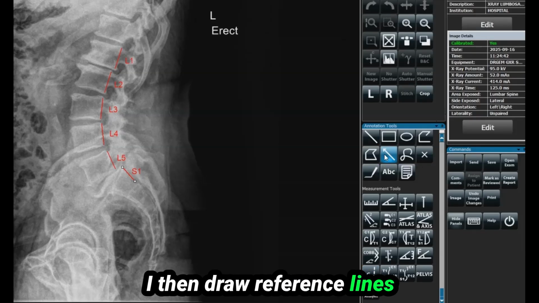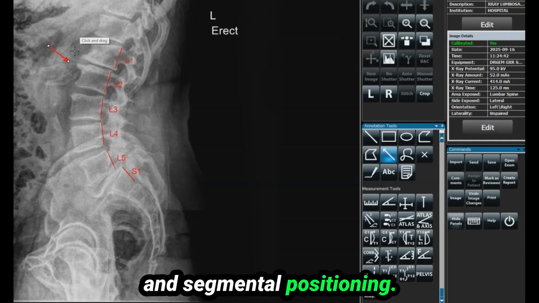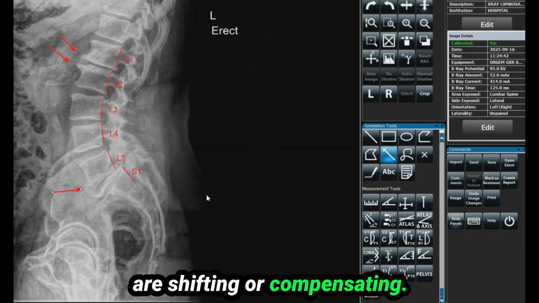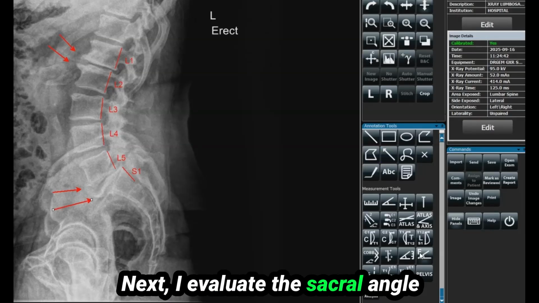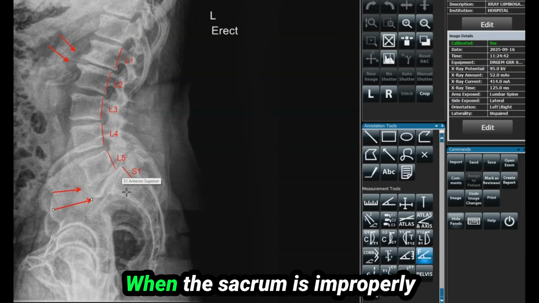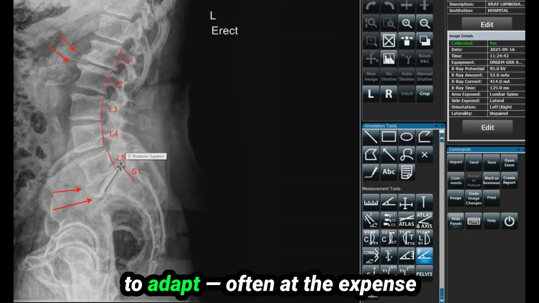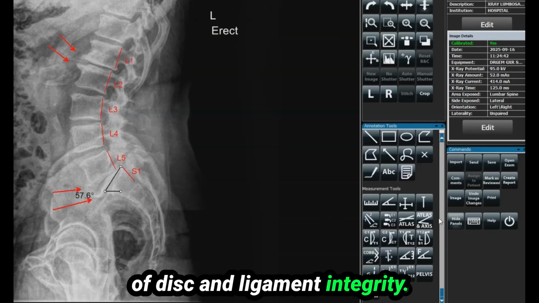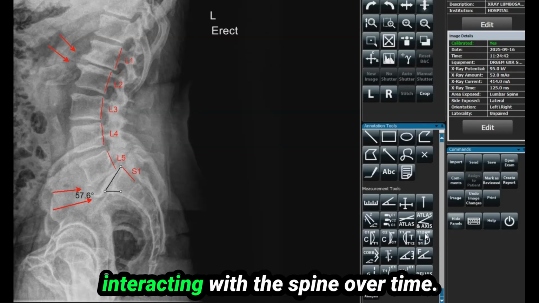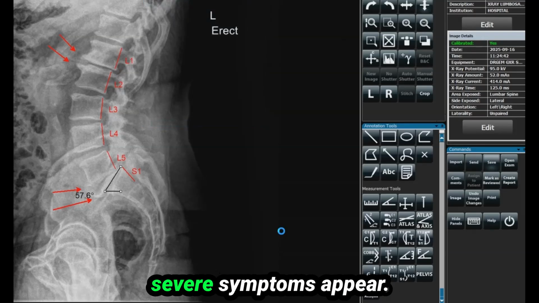I then draw reference lines along the posterior vertebral bodies to evaluate alignment and segmental positioning. This allows me to see whether individual motion segments are shifting or compensating. Next, I evaluate the sacral angle relative to the lumbar spine. This relationship is critical. When the sacrum is improperly angled, the lumbar spine is forced to adapt, often at the expense of disc and ligament integrity. What this view shows us is not just posture, it shows us how gravity is interacting with the spine over time. This is where chronic stress patterns begin, long before severe symptoms appear.